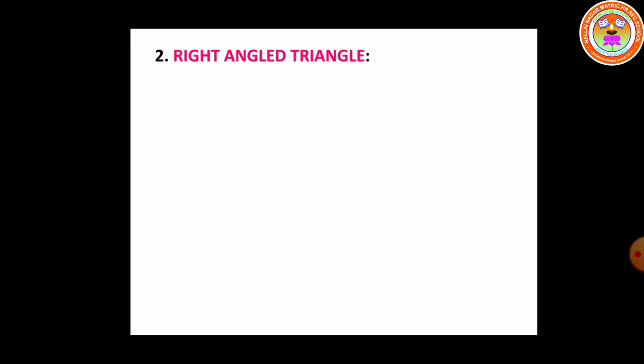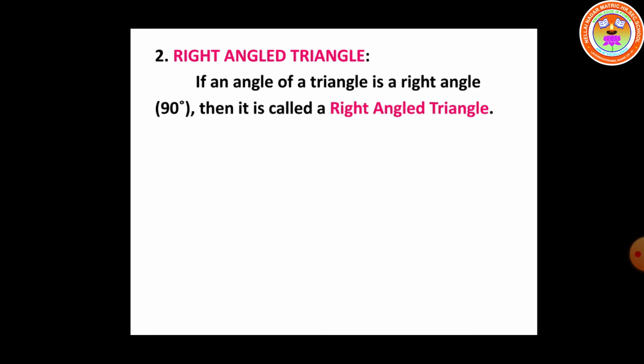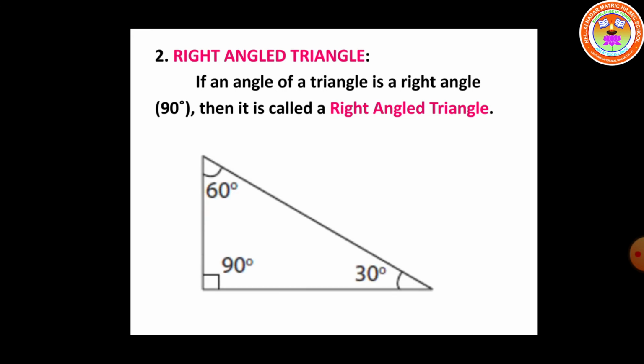Next one, second type, right angled triangle. If an angle of a triangle is a right angle, that is exactly equal to 90 degree, then it is called a right angled triangle. For example, you see one of the angle is 90 degree.